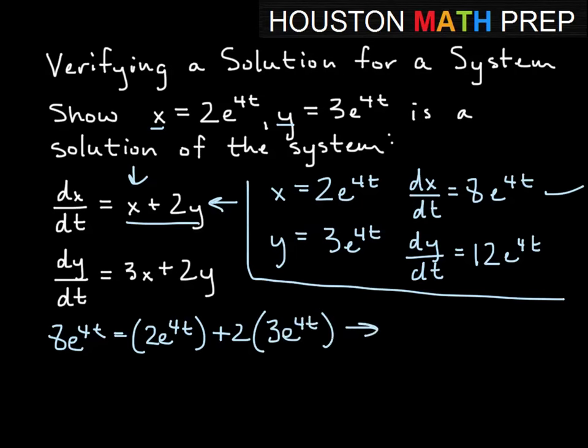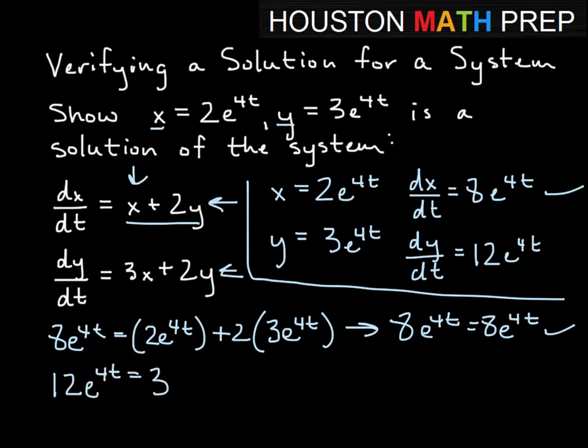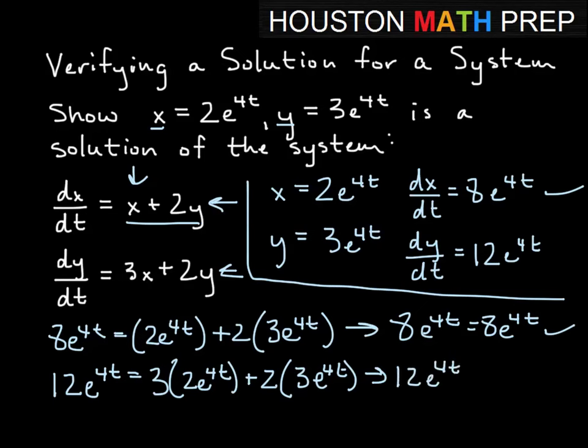Okay, and if you simplify the right-hand side, you'll see you get 8e^(4t) is equal to 8e^(4t). So that certainly works. And to make sure that the second equation works, we look at dy/dt, which is 12e^(4t). And that would equal 3x, so 3 times 2e^(4t), plus 2y, so 2 times 3e^(4t). And when we simplify the right-hand side, we see that both sides say 12 times e^(4t).